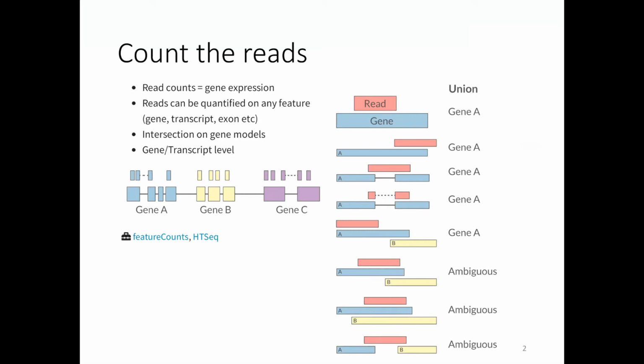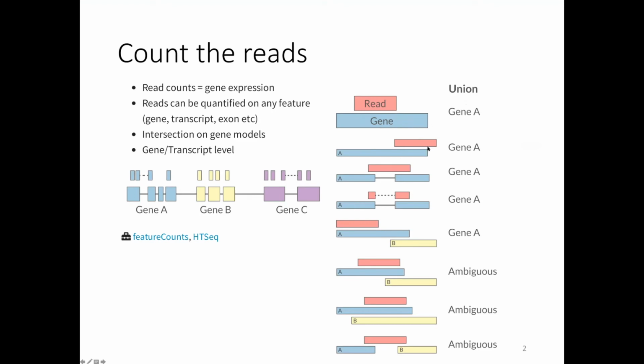And this is a figure from featureCounts, where they are describing how you assign a read to a gene. By default, they are using this union. That means that if you have a read and it overlaps the gene, it's going to be assigned to that gene.